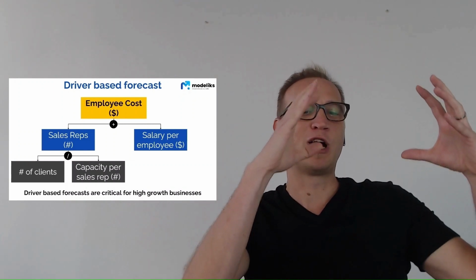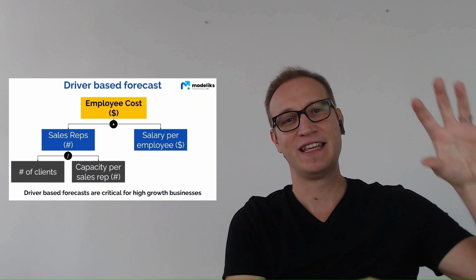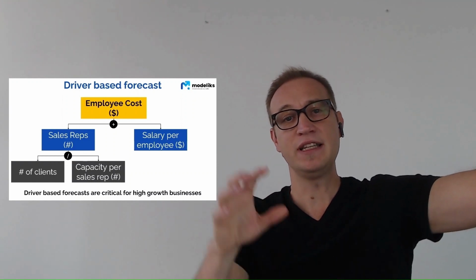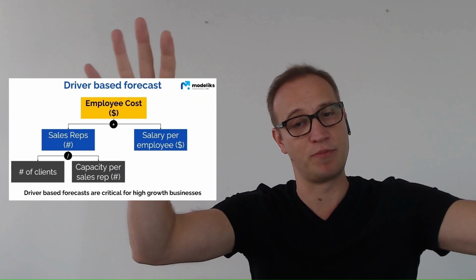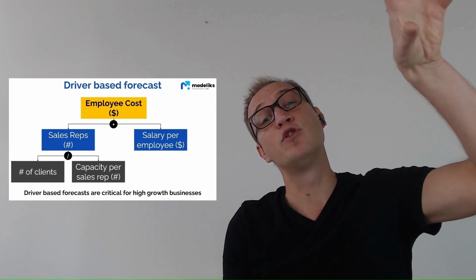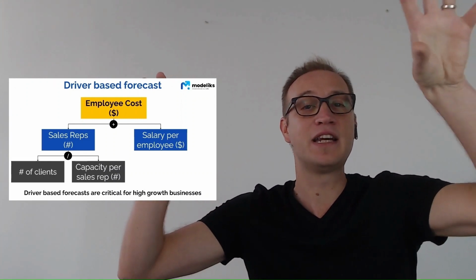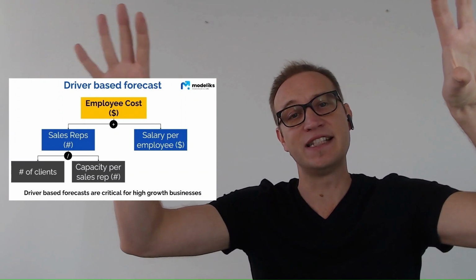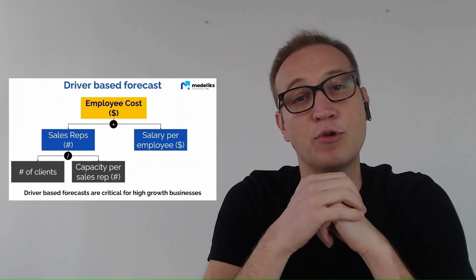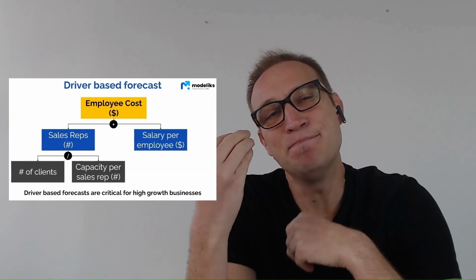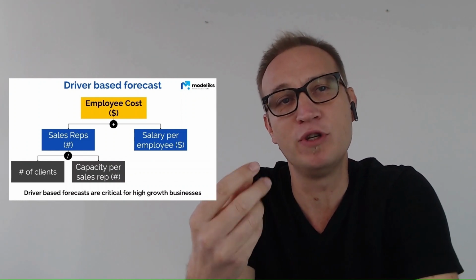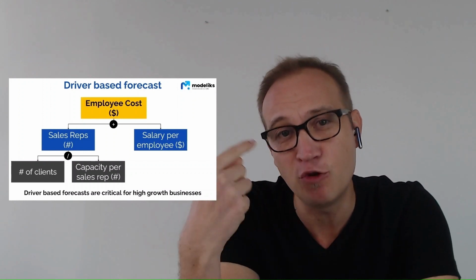So you calculate the number of sales reps by estimating the number of clients that you'll need, dividing it by the capacity per sales representative, and then this will give you the number of sales reps. Then multiplying the number of sales reps by their salary will give you your total employee costs for your sales team.